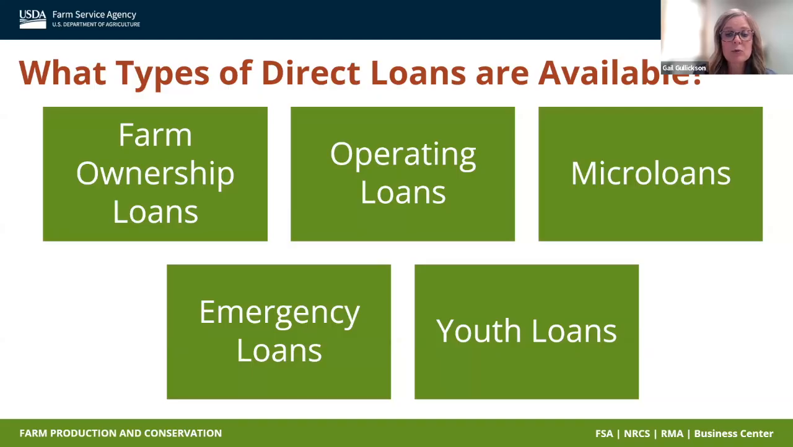Emergency loans help producers recover from natural disasters. And finally, youth loans are available to 4-H and FFA members to start or expand an income-producing ag-related project. You may need to apply for more than one type of loan at the same time if you need money for different purposes, and we'll go into the details for each loan type on the next few slides.